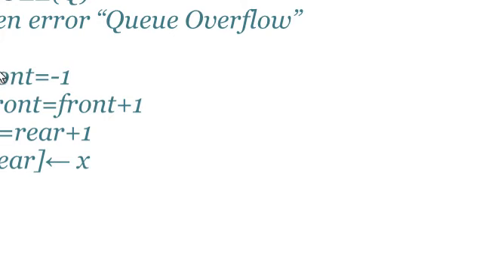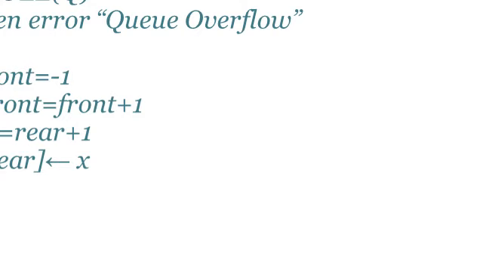Otherwise, we check whether it's a first insertion. That can be checked with the front value. Front will be equal to -1 initially. So if it is equal to -1, increment front also. Otherwise, you increment only rear in all NQ operations, and at that position you place the value X.